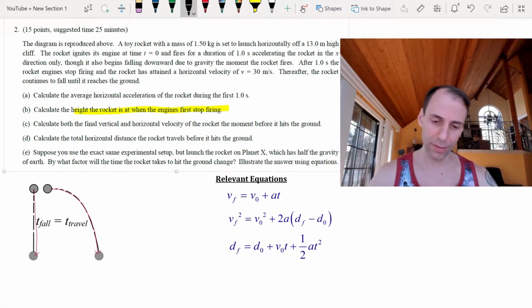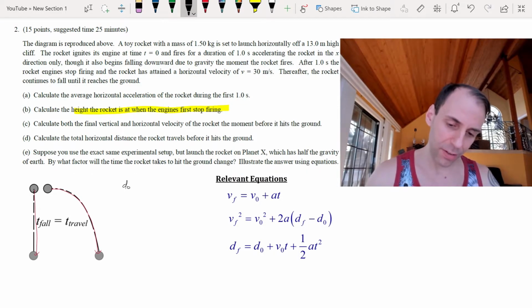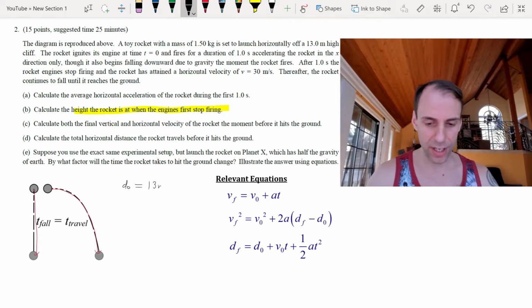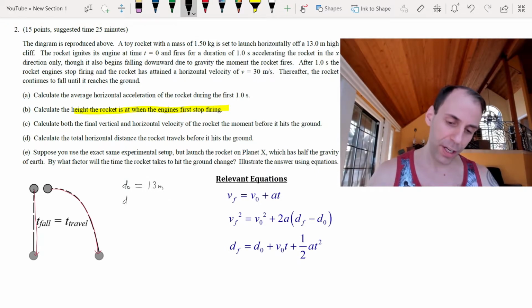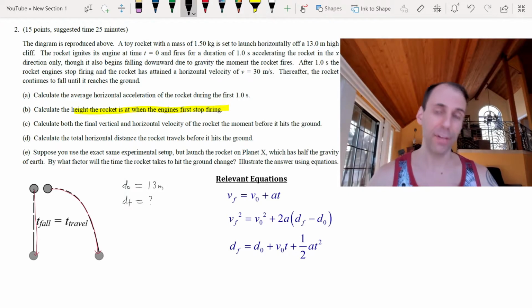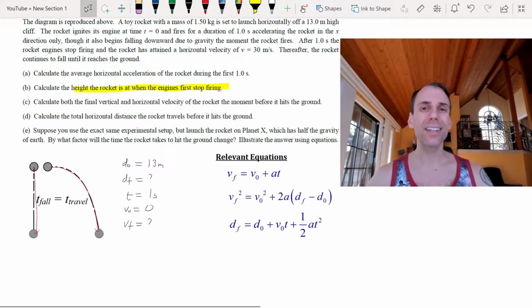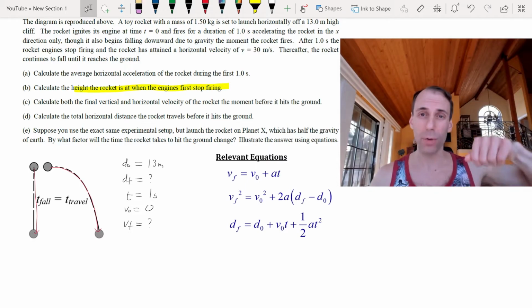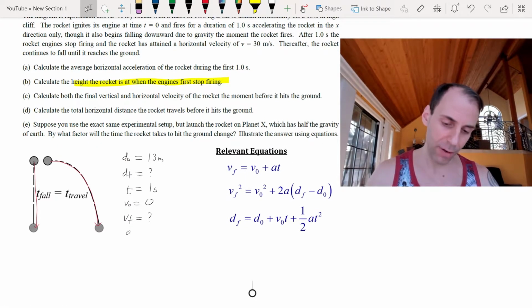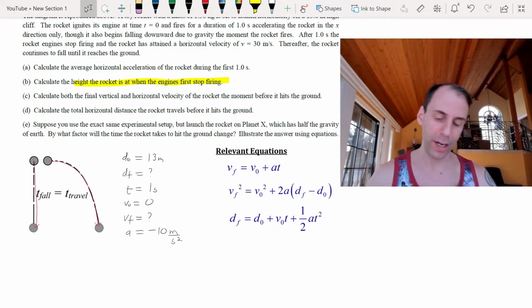Now let's state our givens relevant to the problem. It begins at a height of 13 meters. We're trying to figure out the height that it ends up at, so d final is question mark. It's falling for 1 second. It begins with no velocity at all, so initial velocity is 0. Final velocity we don't know. That may or may not be relevant to this. And this is an object accelerating downwards. Thus there is gravity, and gravity has an acceleration of negative 10 meters per second squared.